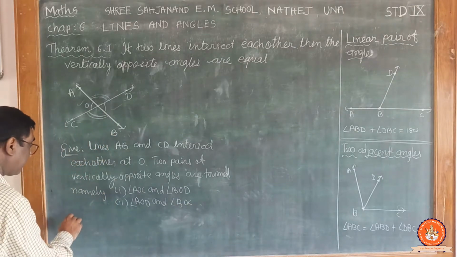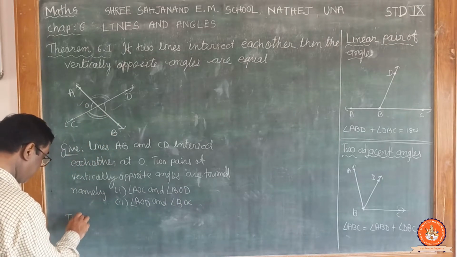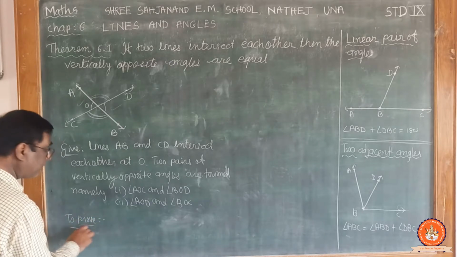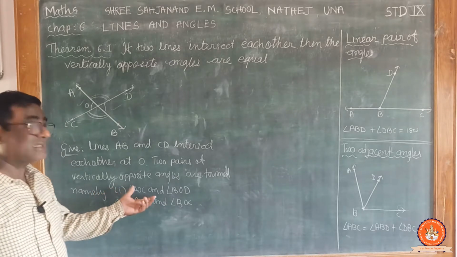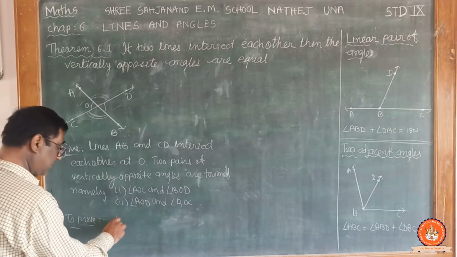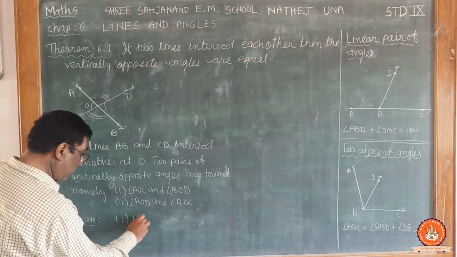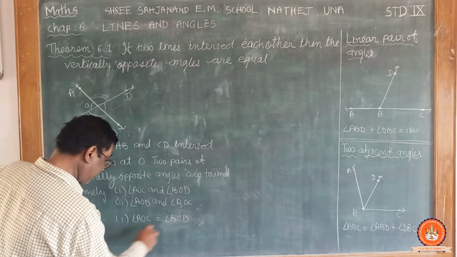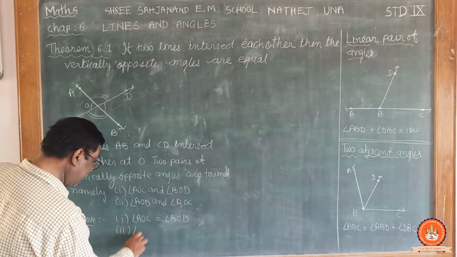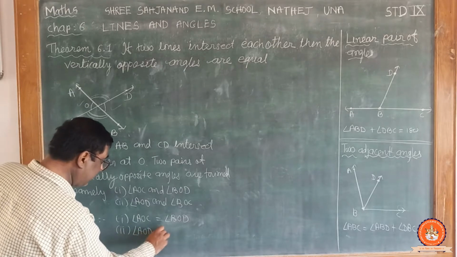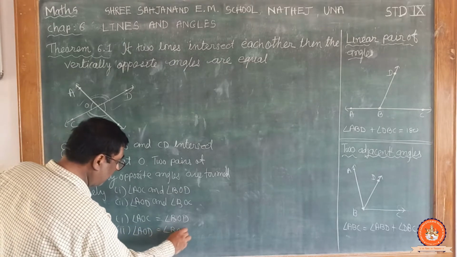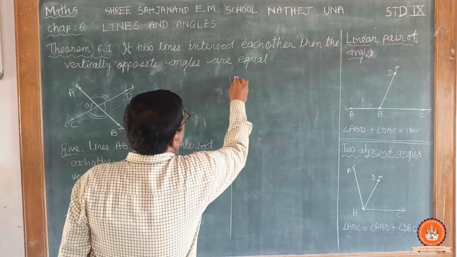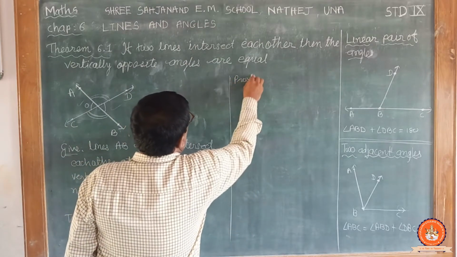And what we need to prove? We need to prove that both these pairs are equal, means angle AOC is equal to angle BOD and angle AOD is equal to angle BOC. Okay, so we'll start with the proof here.